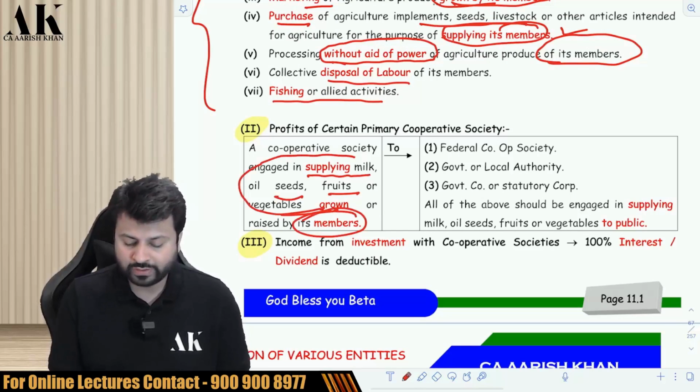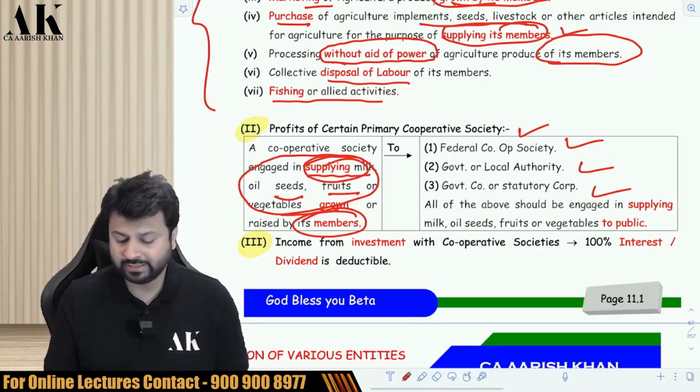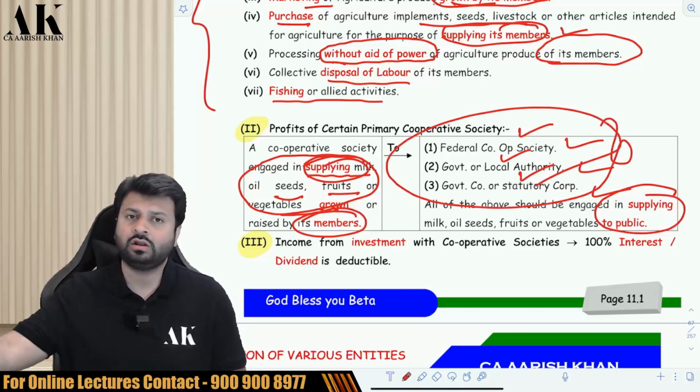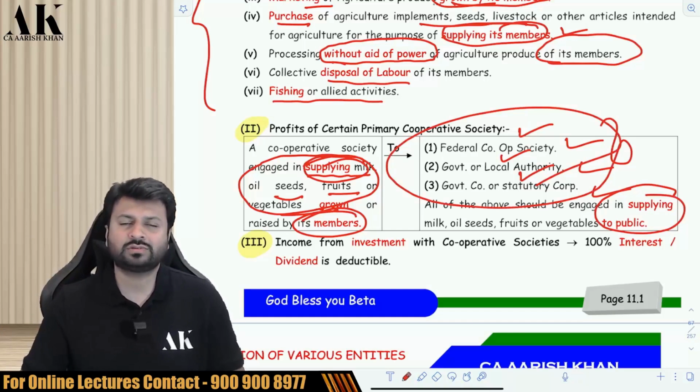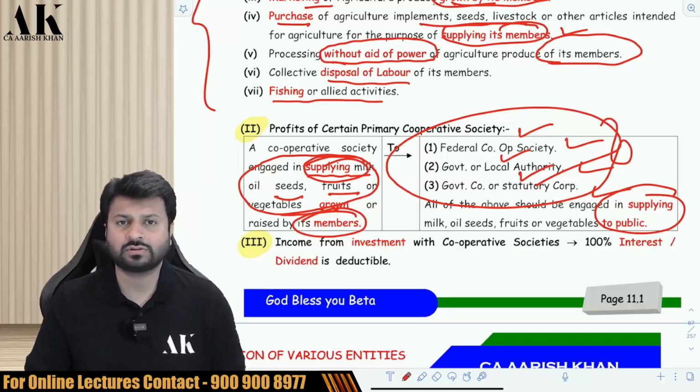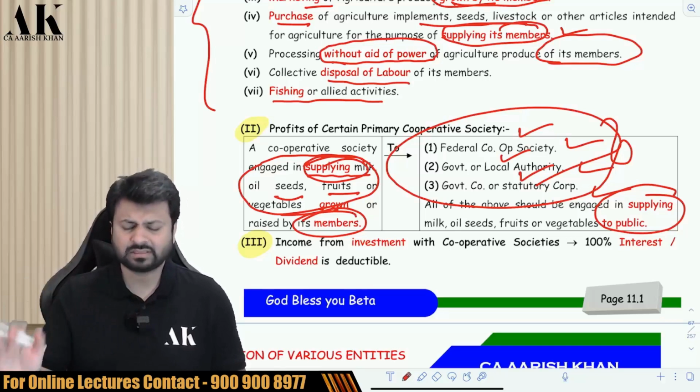So the members are growing all these things and society is supplying these things to these people. Who are these people? These are either federal cooperative society or local or government authority or government company, statutory company, and all of these people are supplying milk, oil seeds, etc. to what? To the general public. So ultimately the society is working for the benefits of the public at large. So the profits of the society will be subject to 100% deduction.